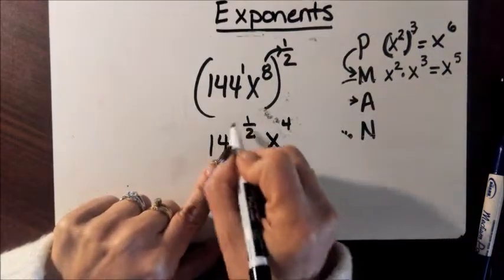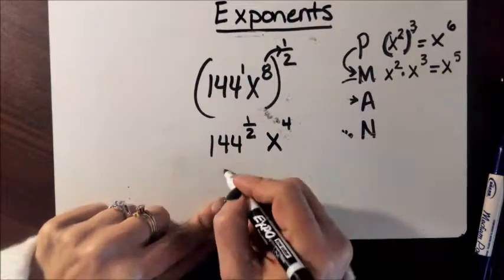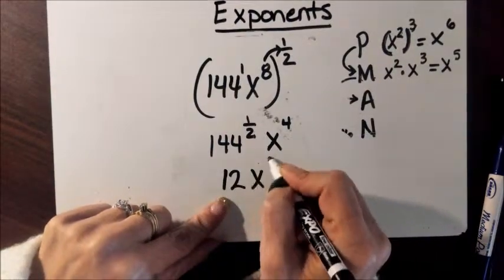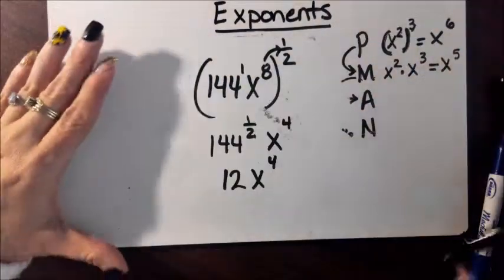This, you can put it in your calculator. 144 to the 1/2, and it's going to tell you 12x to the 4th. Even if you have fractions, you still follow P-man, follow those same rules.